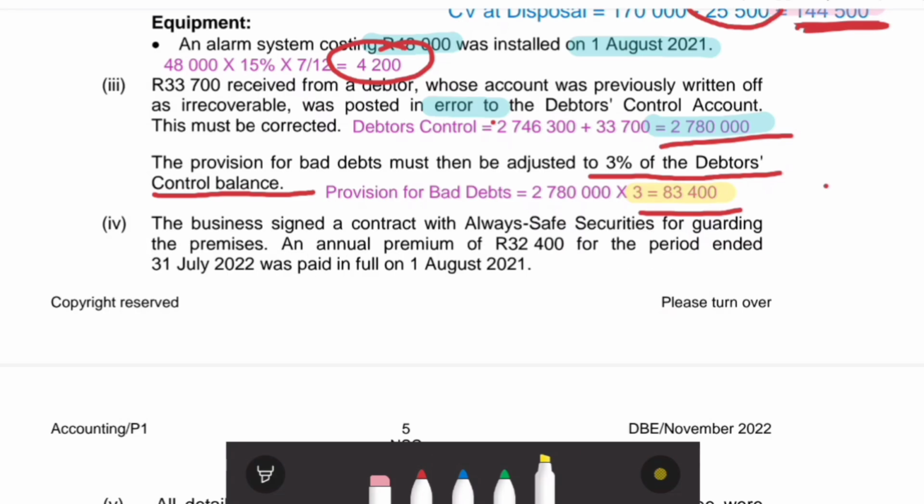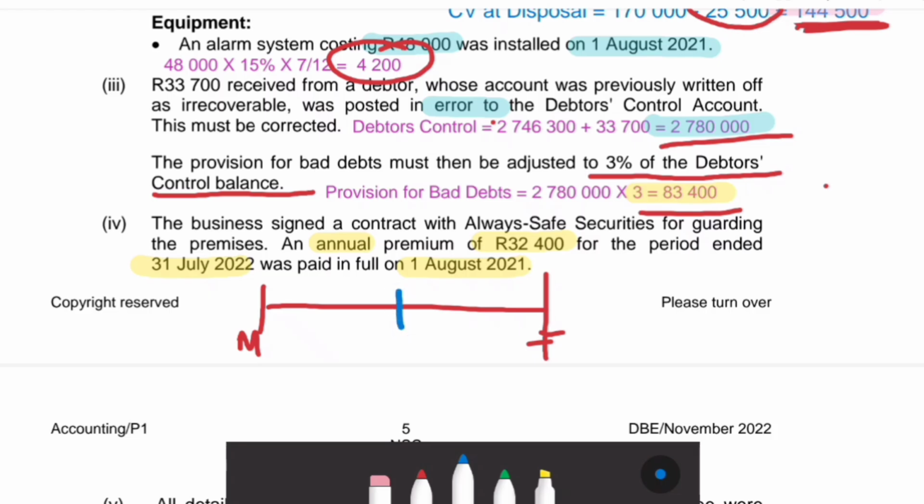The business signed a contract with Always Safe Securities for guarding the premises. An annual premium of 32,400 for the period ended 31 July 2022 was paid in full on the 1st of August 2021. This premium was paid somewhere during our financial year, so this would be August 2021. Since it's an annual, it's a year contract, it has its own 12 months. That 12 months starts on the 1st of August and it's going to end on the 31st of July.